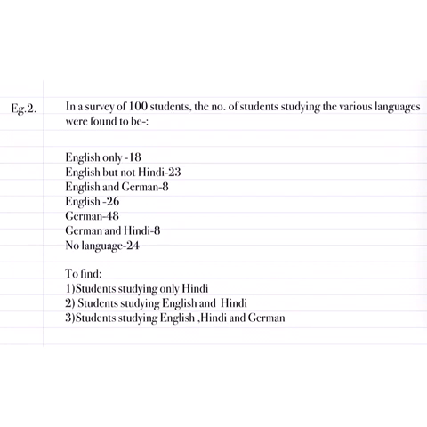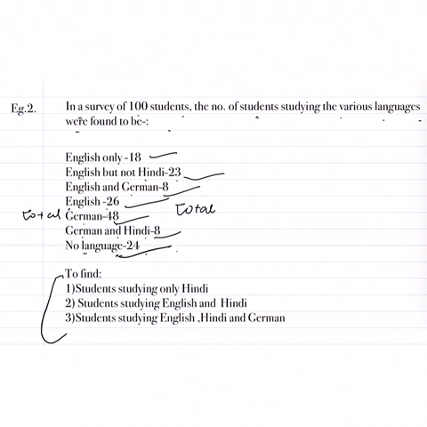It says that in a survey of 100 students, the number of students studying the various languages were found to be: English only 18, English but not Hindi 23, English and German 8, English 26, which means the total students studying English, and then total German students 48, German and Hindi 8, and no language, which means they are not studying any language, 24. And then we need to find these three: students studying only Hindi, students studying English and Hindi, and the students who are studying all three.